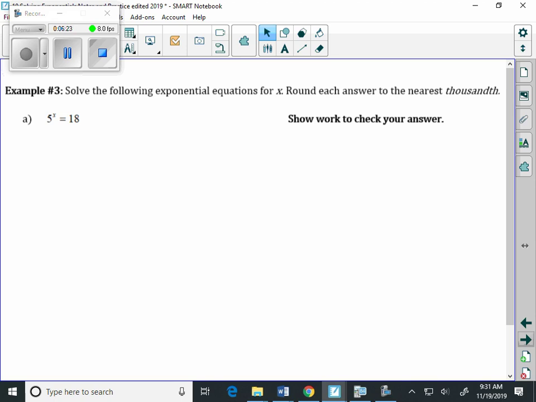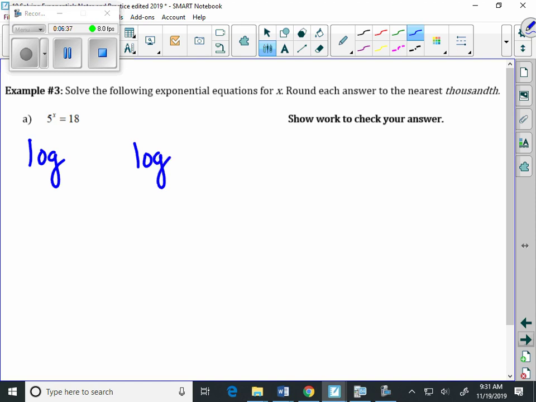First of all, when are we using this? We're using this because we've got a variable that's an exponent. So our first step is going to be to put common log on both sides. And our 5 to the x and our 18 aren't going to change. It's just that now they're going to have a logarithm in front of them.